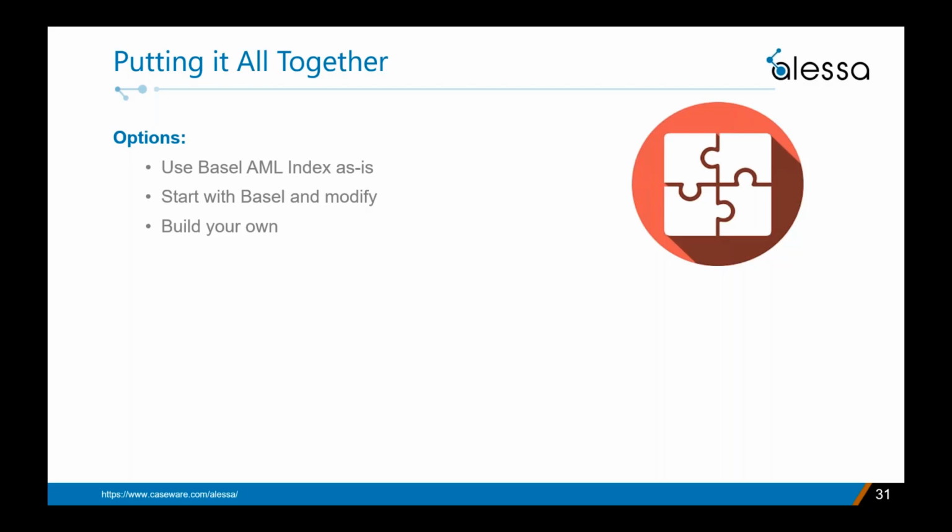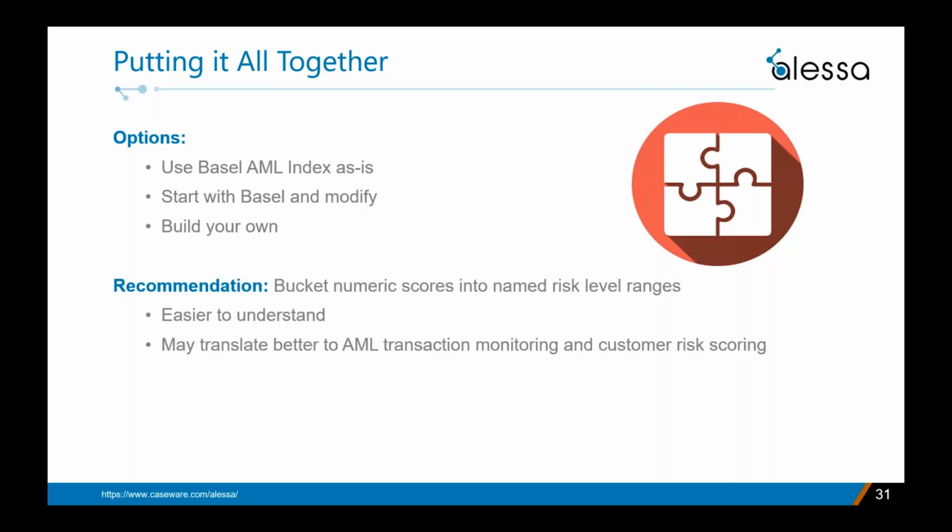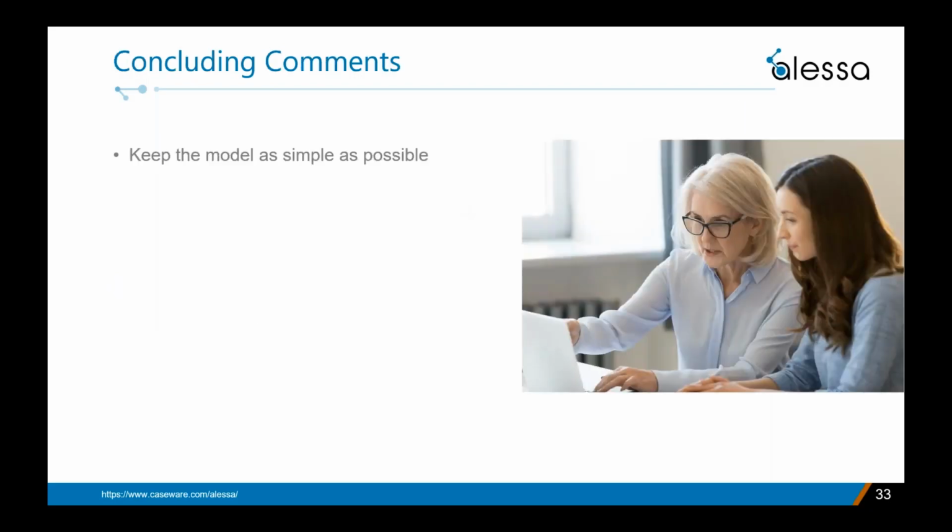You make a list of all the countries and you basically add point values for each risk factor, as we've talked about. But no matter which option you choose, I do think it's helpful to bucket these numeric scores into named risk level ranges, like high, medium, etc. Or you might prefer terms like highly scrutinized, moderate, etc. But I found this just makes it easier to understand and to then translate into most customer risk scoring models and transaction monitoring systems. So now I'd just like to wrap up with some general recommendations.